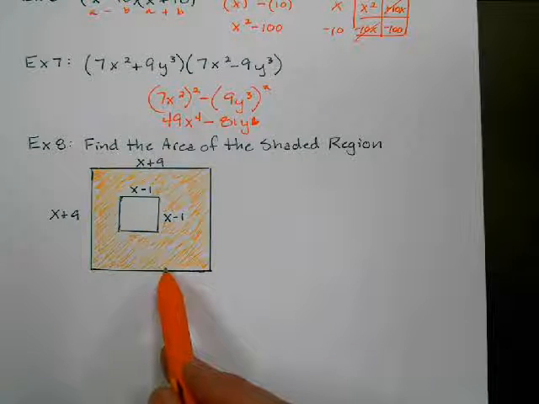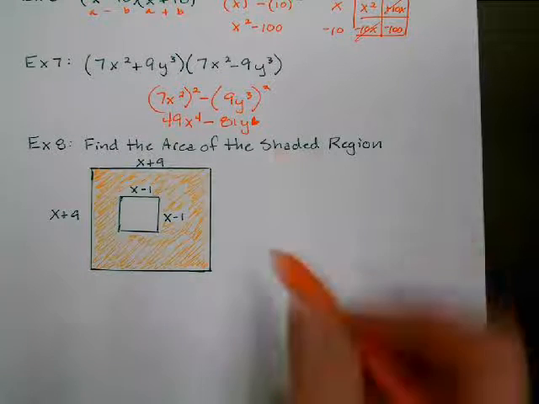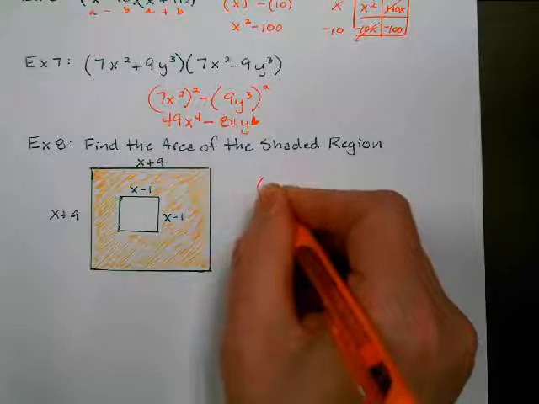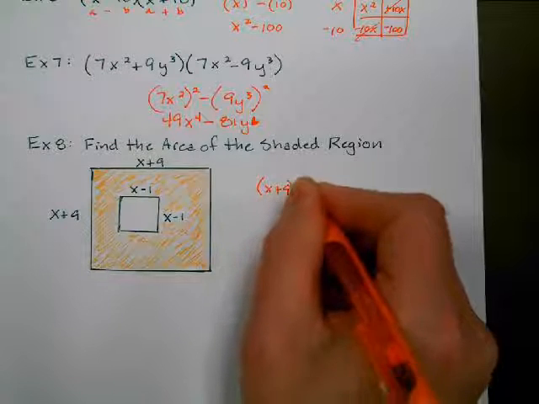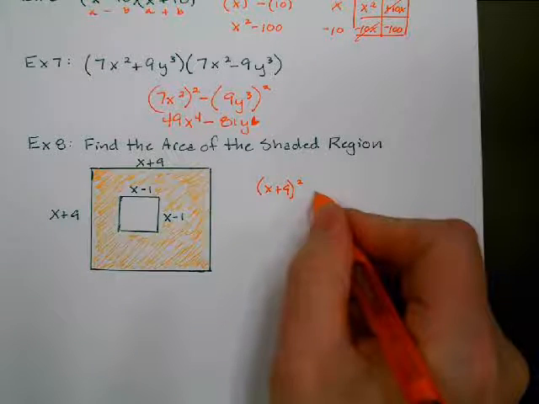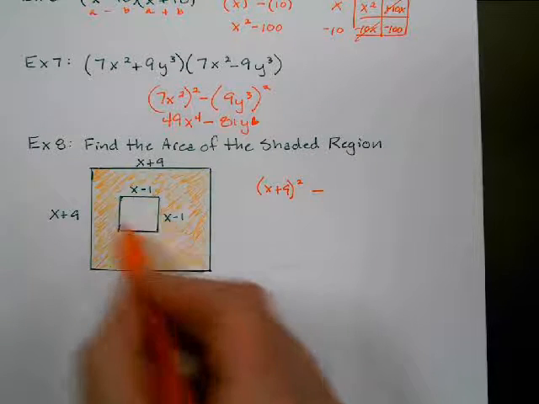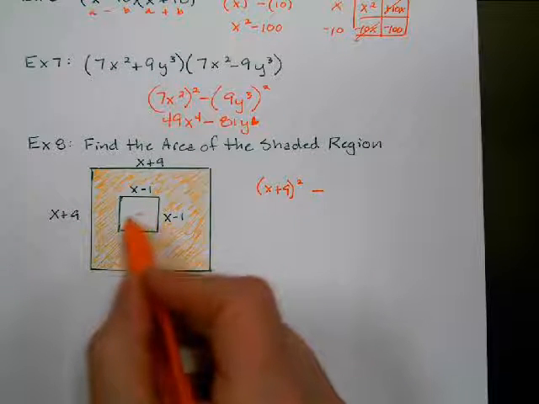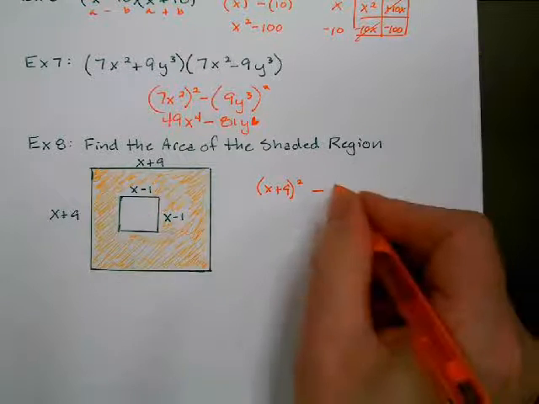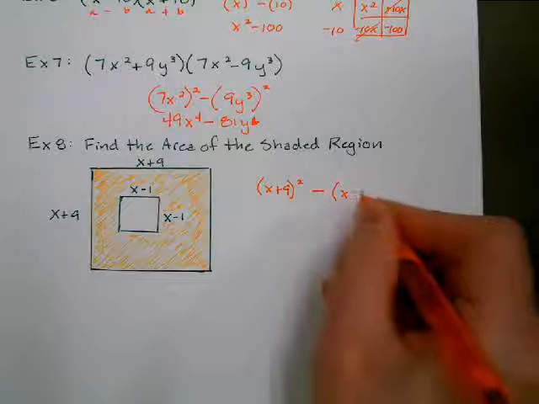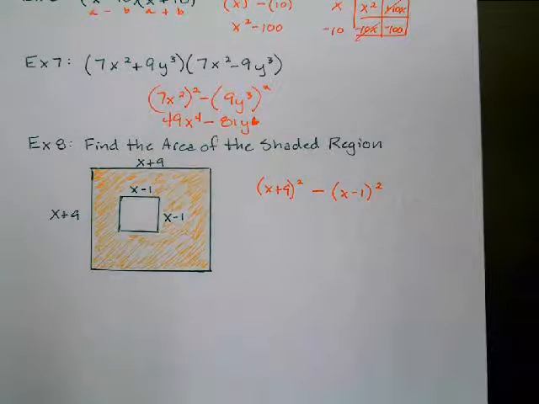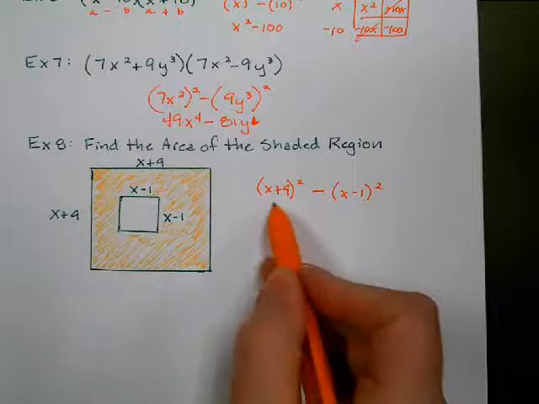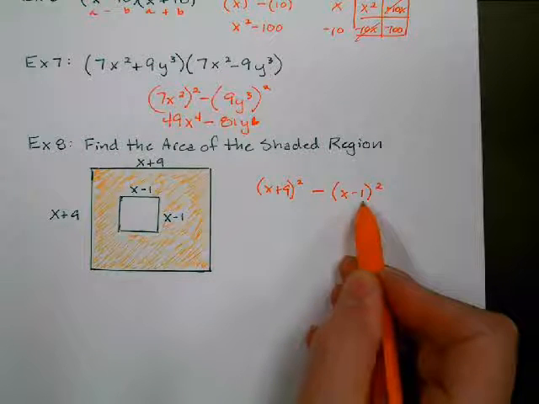So here's what I'm going to do. I'm going to take x plus 9 squared, and then I'm going to subtract this non-shaded part, this little hole. I'm going to subtract x minus 1 squared. So this is the big square, and I'm going to subtract out the area of this little cutout portion, and that should be my answer.